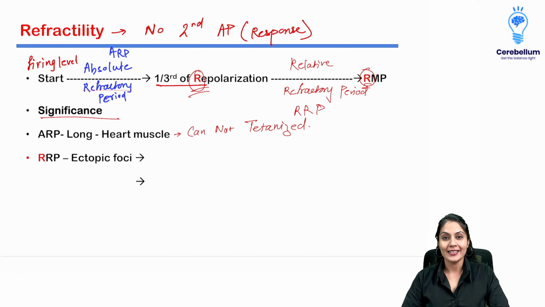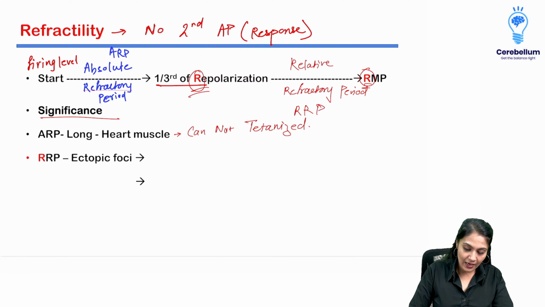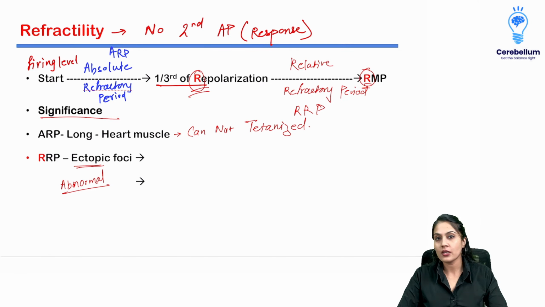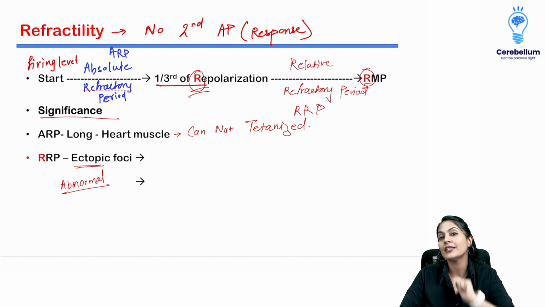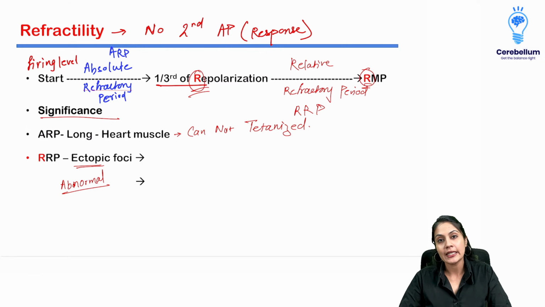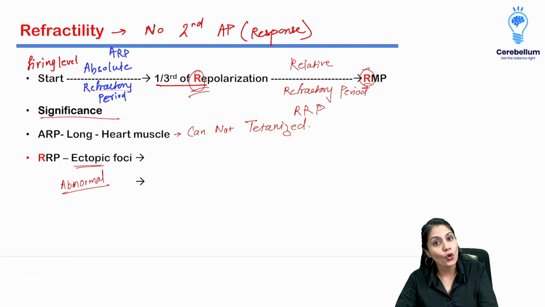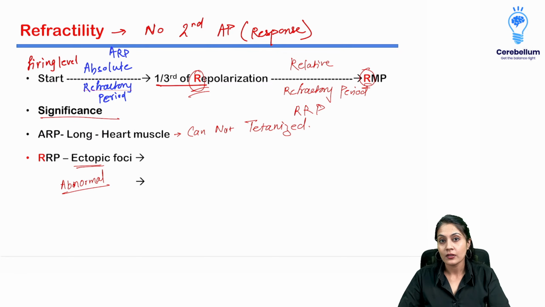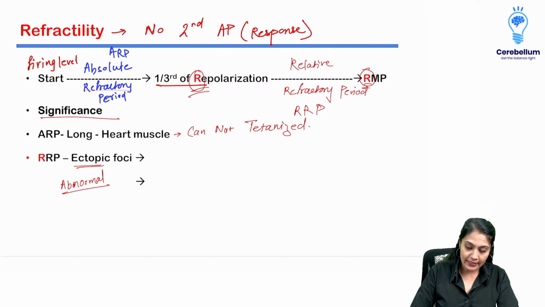So if you give a stronger stimulus than the first stimulus, and that too in the RRP, what will happen? Definitely the response will come. Now, what happens at the heart? Ectopic foci. Ectopic literally means abnormal site. So from the abnormal site, any cells can fire an action potential that acts as a stimulus on the cardiac muscle, and definitely that will create a second action potential even before the first response has completed, right? And that's why arrhythmias can occur.